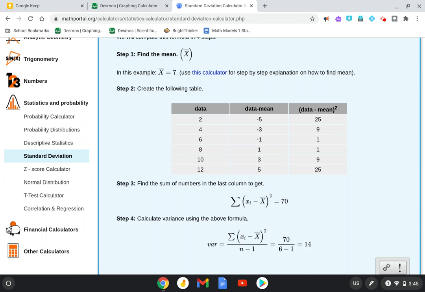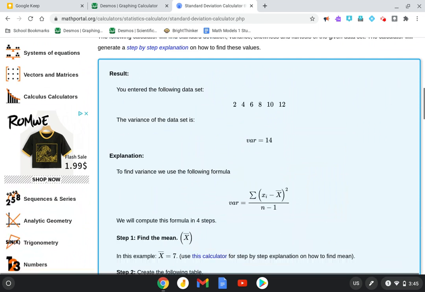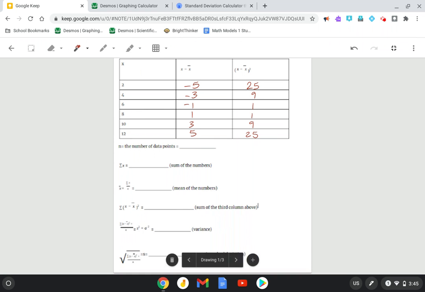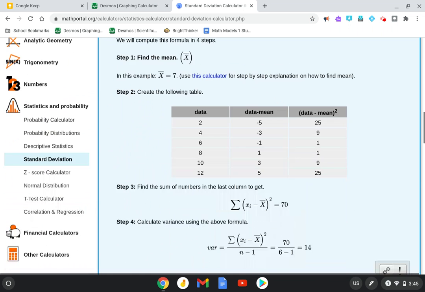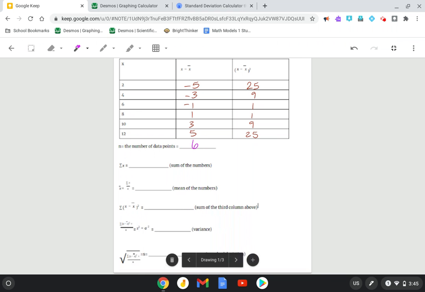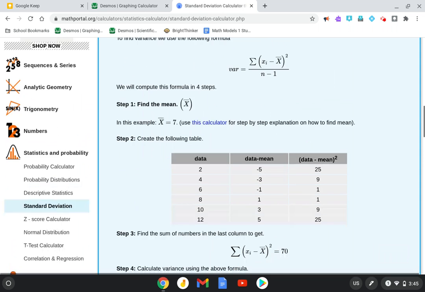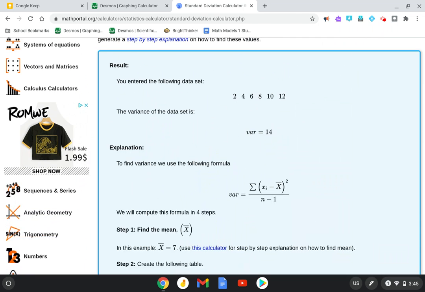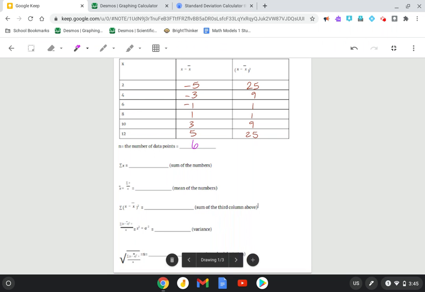The number of data points is not going to be given to you, but that's straightforward. There are 6 data points, 2, 4, 6, 8, 10, 12. There are 6 of them. You need to know how to find that on your own. They want to know the sum of the numbers. I'm not sure that this shows that information. Oh, no, they do not. So you find the sum of the numbers. That's the sum of the original column, and you add all those up. So 2, 4, 6, 8, 10, and 12 added together.